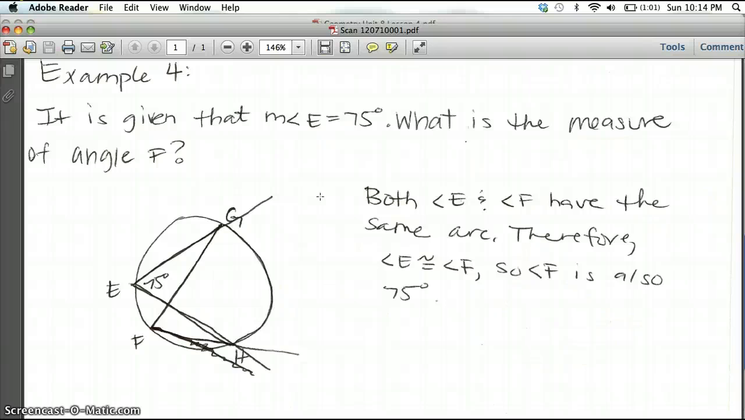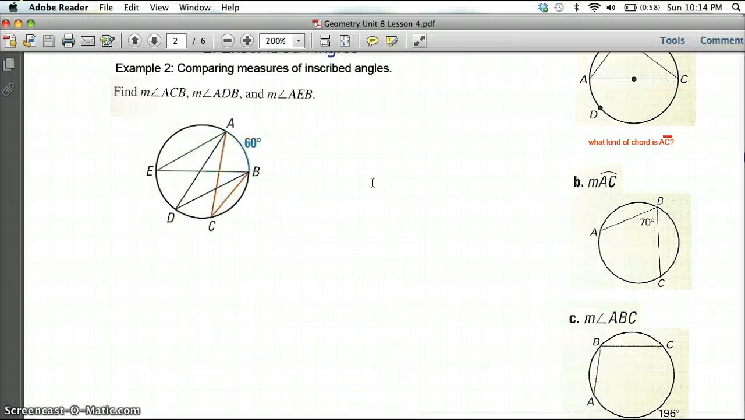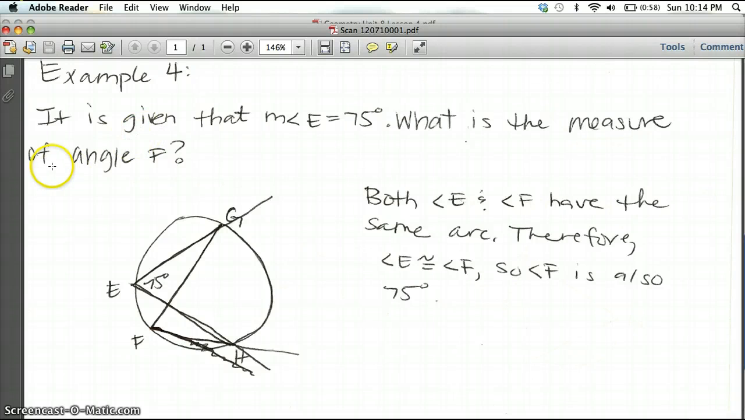Now let's look at example 4. Remember what I told you in the beginning. You can have multiple angles that share the same arc. That's going to mean that all of those angles are going to be equal. So let's look at example 4. It says it is given that the measure of angle E is 75 degrees. So I went ahead and filled in angle E, which is 75 degrees. It says, what is the measure of angle F? Well, let's see. Angle GEH, the inside arc is GH. Now let's look at angle F. Angle F also has the same arc. If they share the same arc, that means their angles are also the same. So, because both E and F have the same arc, angle E and angle F are congruent. So, angle F is also 75 degrees.